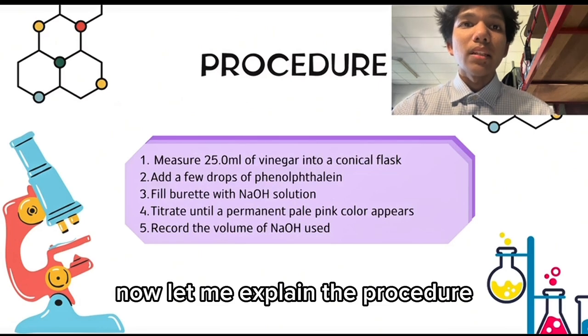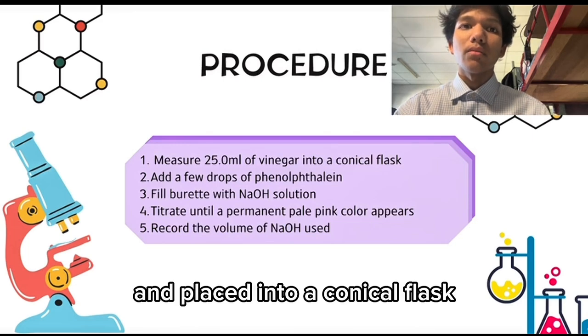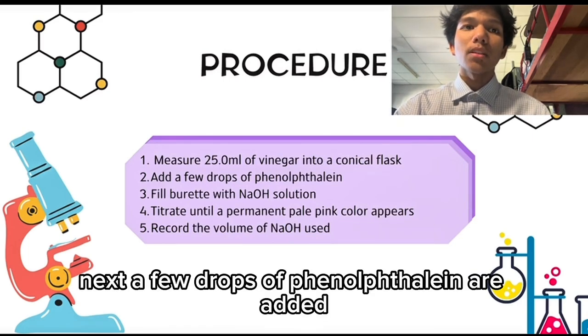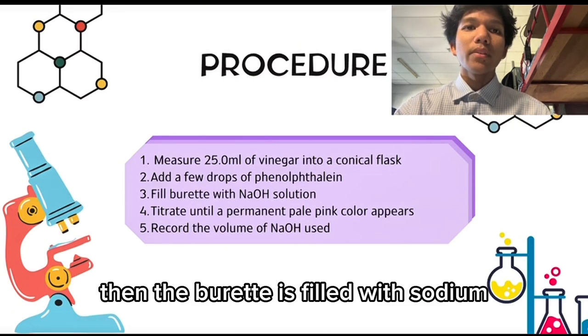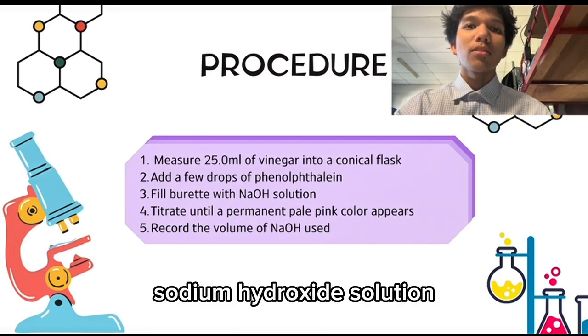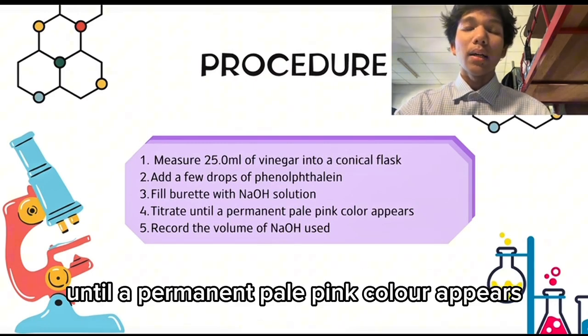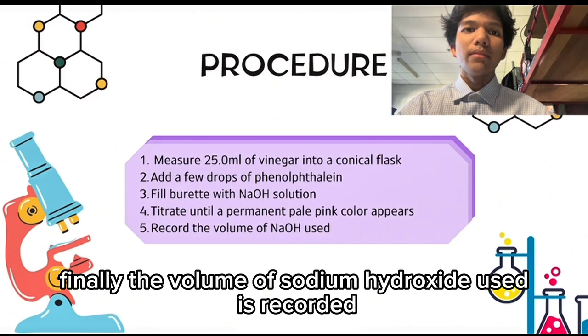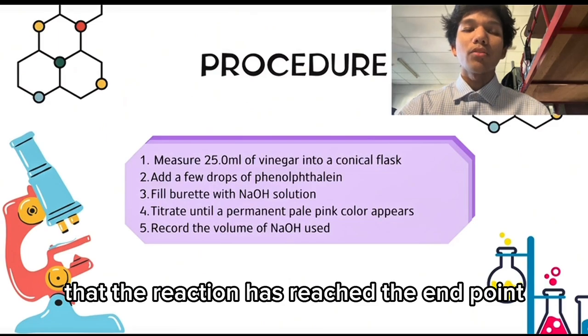Now let me explain the procedure. First, 25.0 ml of vinegar is measured and placed into a conical flask. Next, a few drops of phenolphthalein are added. Then, the burette is filled with sodium hydroxide solution. The vinegar is titrated with sodium hydroxide until a permanent pale pink color appears. Finally, the volume of sodium hydroxide used is recorded. This color change indicates that the reaction has reached the endpoint.